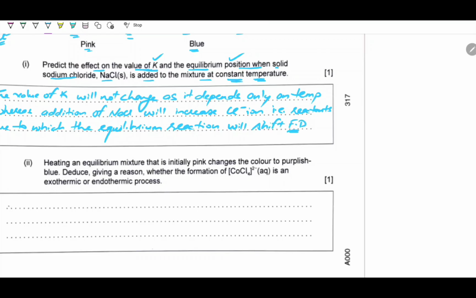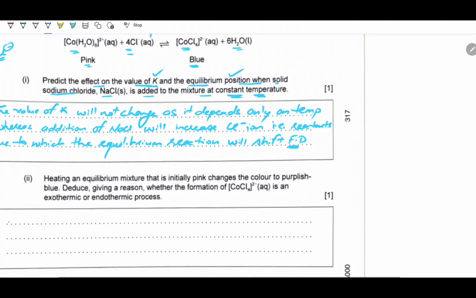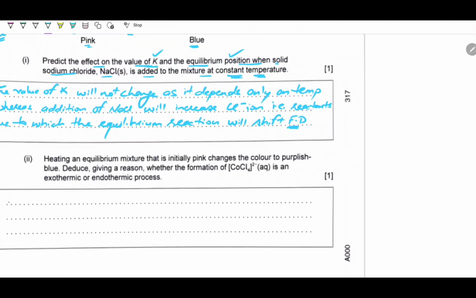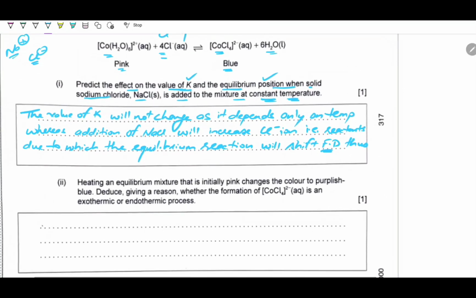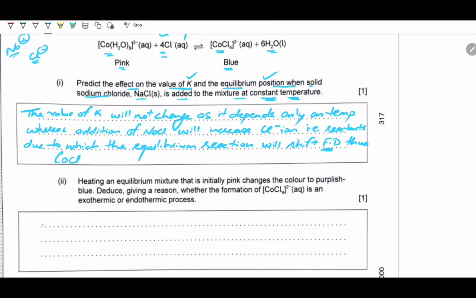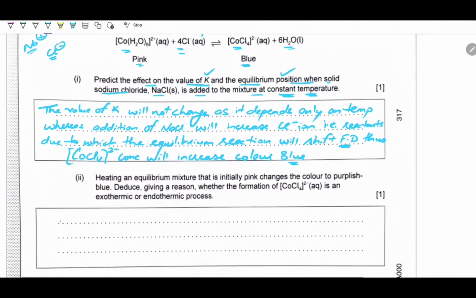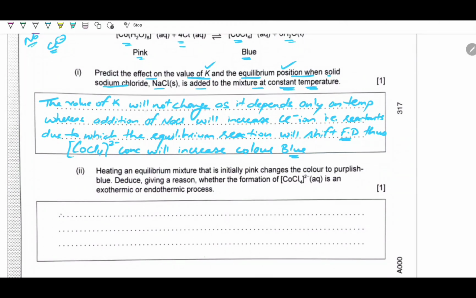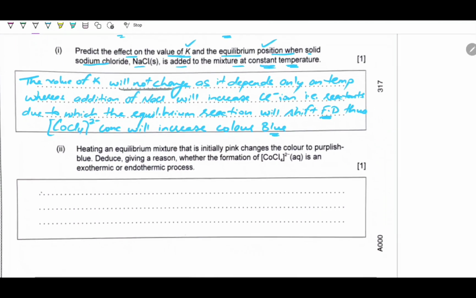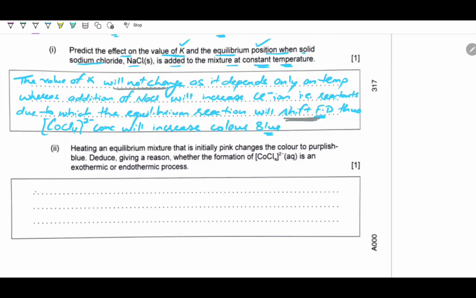And when it is shifting in the forward direction, what will happen? The concentration of CoCl4 will increase. Thus, CoCl4 2 minus concentration will increase. The color will become more blue. That should be the complete answer, but he is asking you to predict. So you can get marks for predicting or writing no change and reaction will shift in the forward direction. These two will be the keywords which will give you the mark.